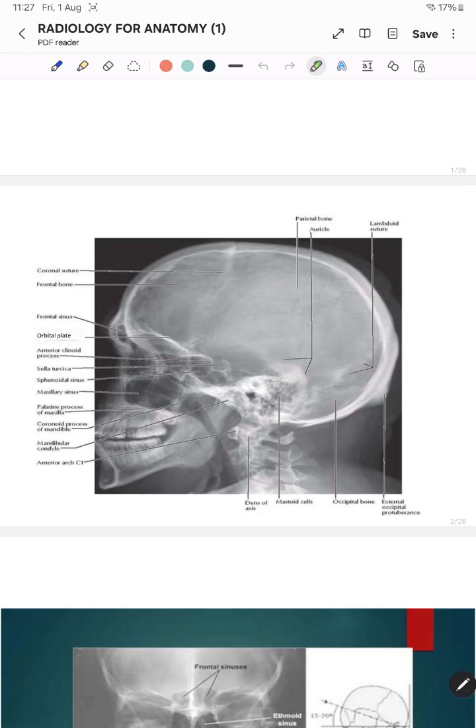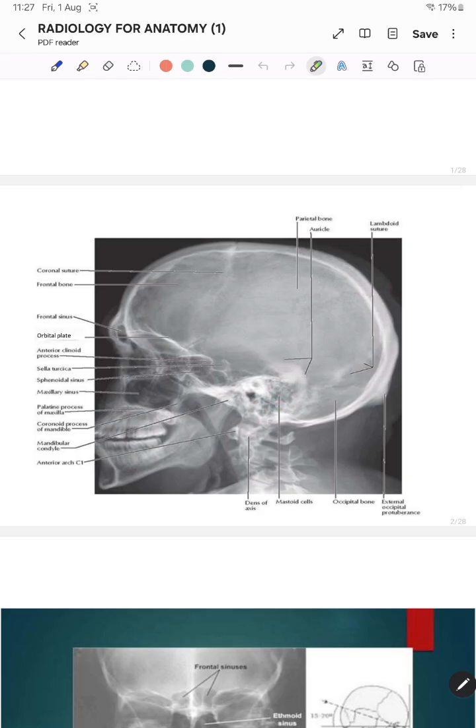The second thing we ask is the position of the sella turcica. You can see this is the sella turcica, and in front of the sella turcica we have the anterior clinoid process and behind it the posterior clinoid process. Then we generally ask the students to show us the mastoid air cells. These are the mastoid air cells.